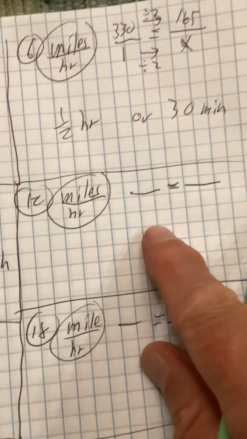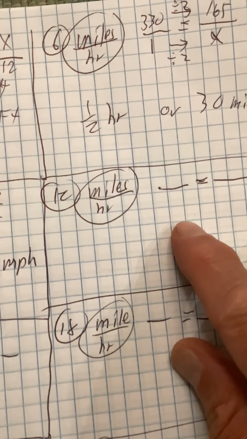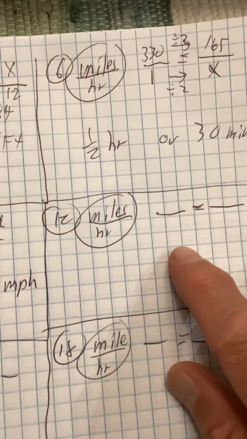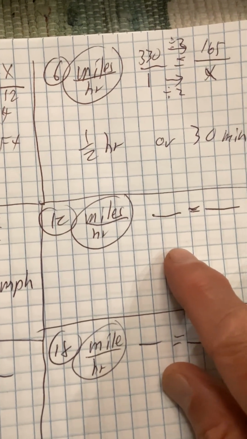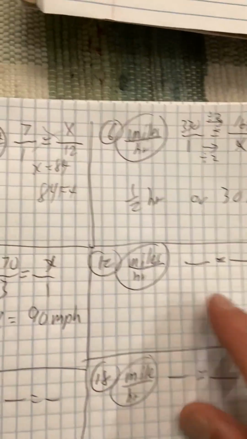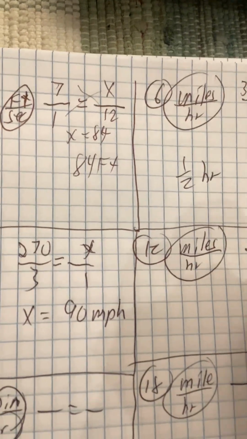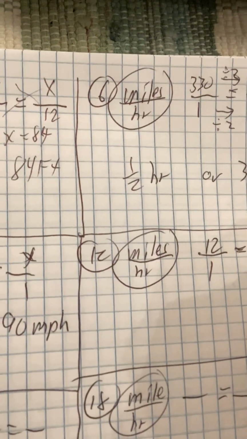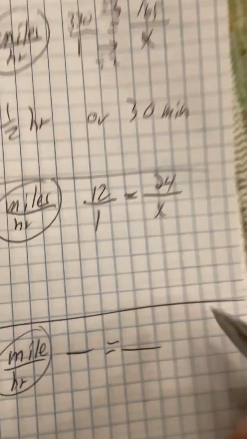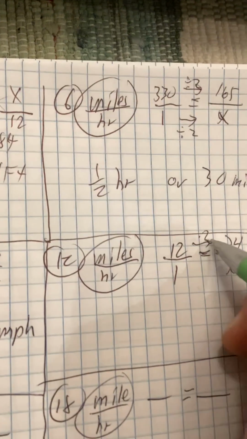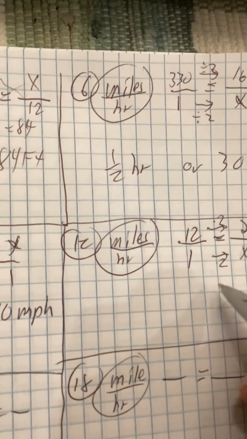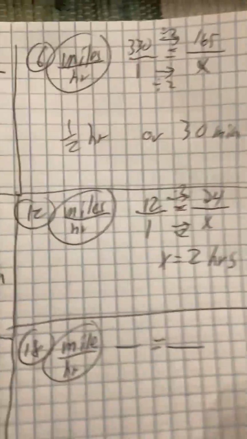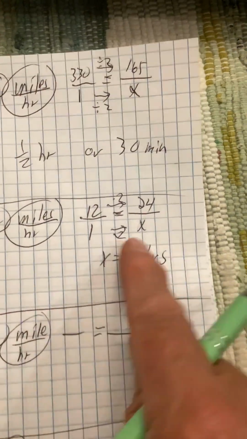Number 12. I kind of skipped that first part. You're going average speed of 12 miles per hour. So 12 miles every 1 hour. How long is it going to take you to go 24 miles? There's my x. Well, that's pretty easy. That's just going to be times 2. Times 2. X equals, it's going to take you 2 hours. Make a circle, obey the circle.